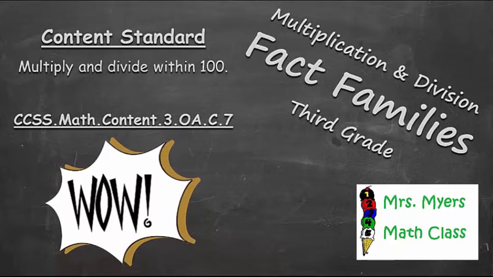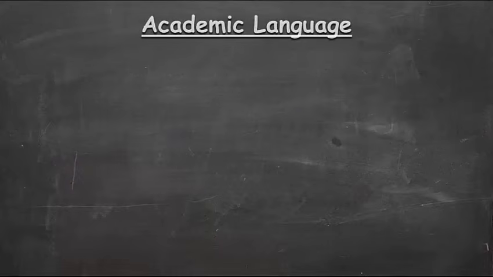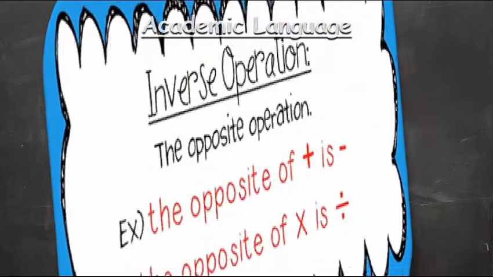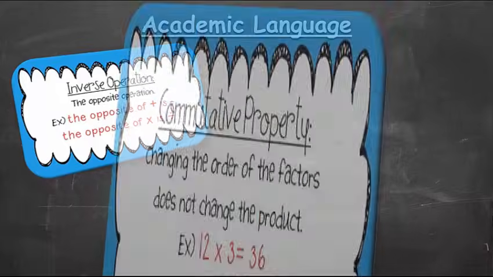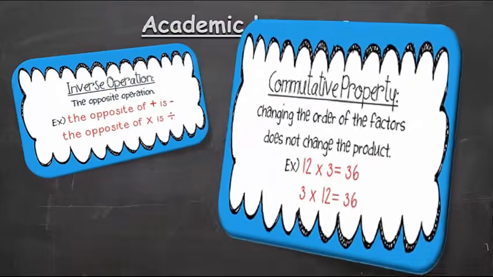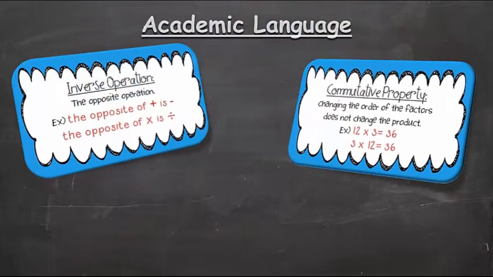In this lesson, we will be using inverse operation. This means the opposite operation. For example, the opposite of addition is subtraction, and the opposite or inverse operation of multiplication is division. Commutative property. This property states that changing the order of the factors does not change the product. 12 times 3 equals 36. 3 times 12 also equals 36. Changing the order of the 3 and the 12 does not change the answer.